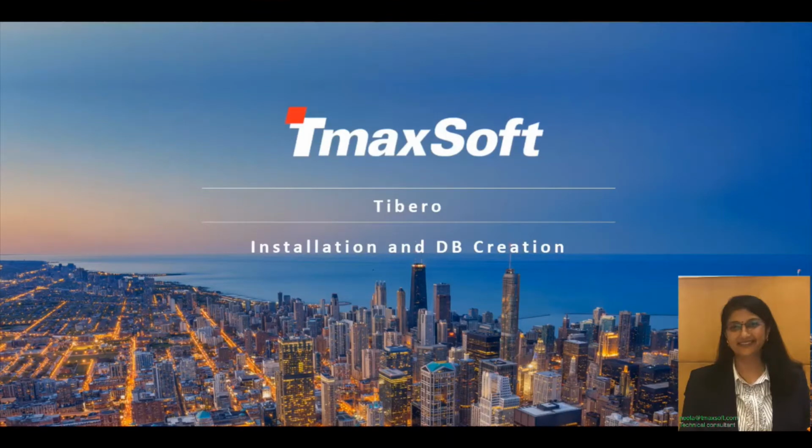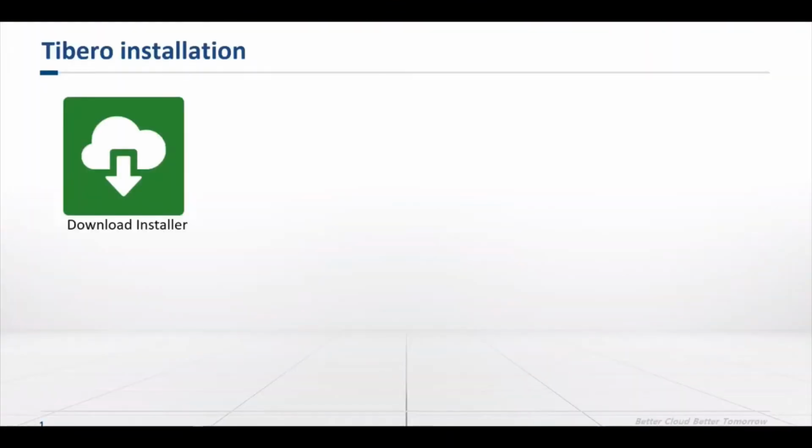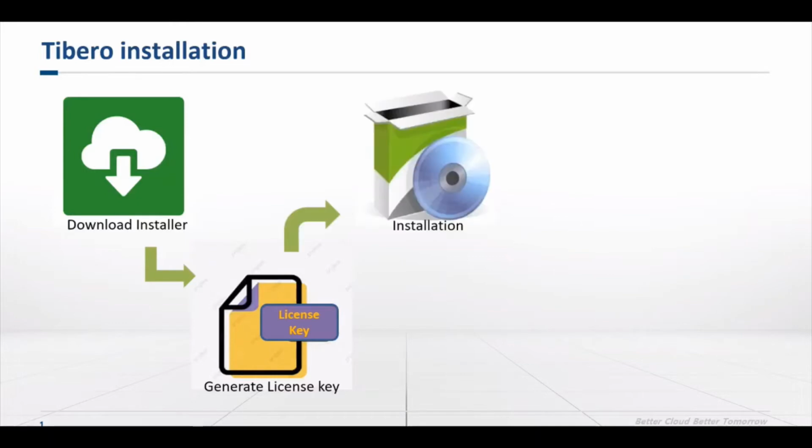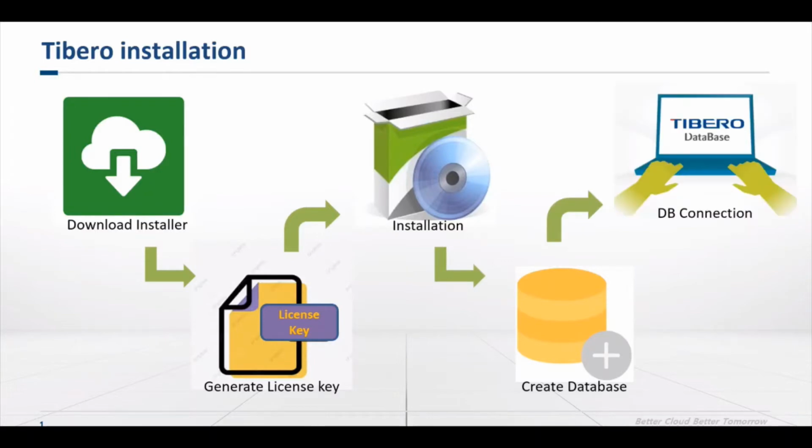For Tibero installation, first you need to download the installer, then you need to generate the license key, then you can start your installation, create database, and finally you can connect to the DB using DB or Tibero Studio, which are provided with Tibero, or using your own application.